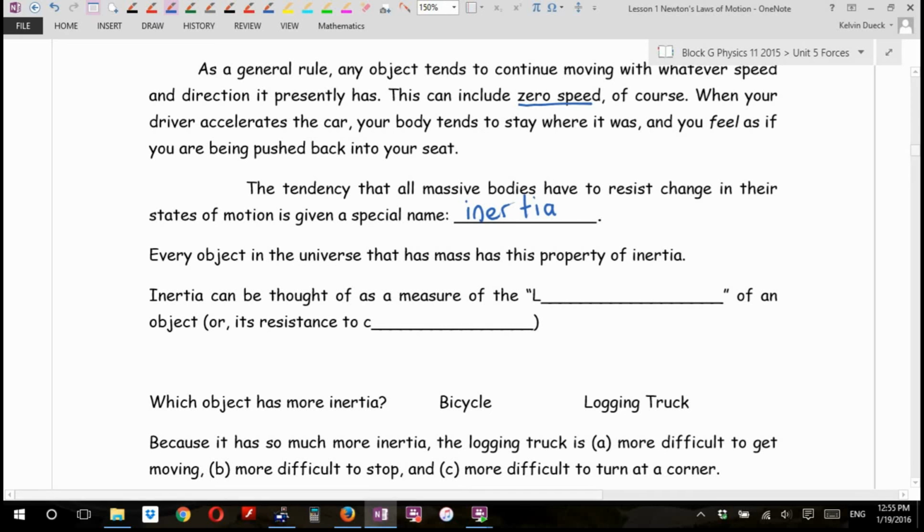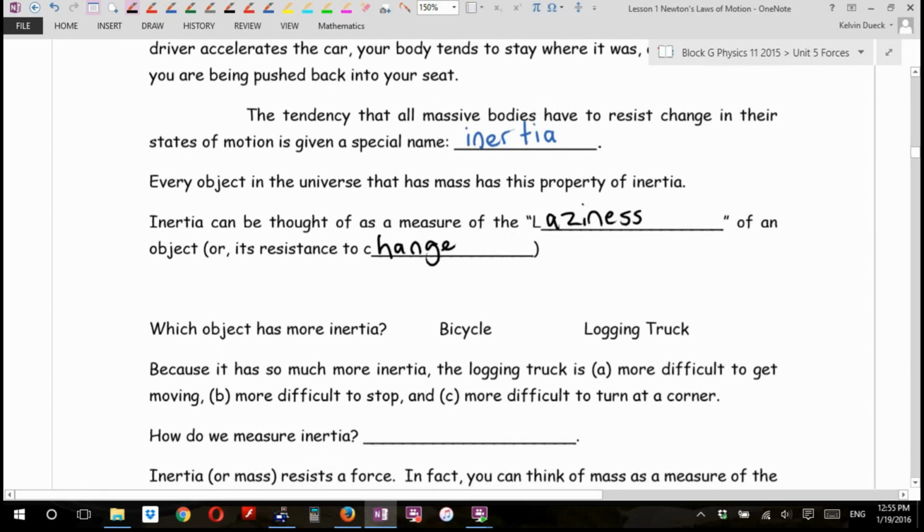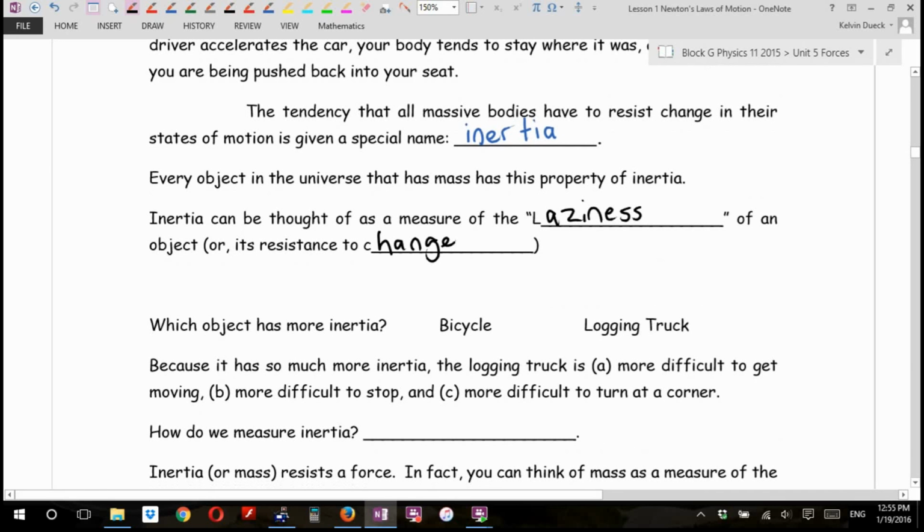Every object in the universe that has mass possesses inertia. Another way to think about it, inertia can be thought of as a measure of the laziness of an object. The more inertia it has, the harder it is to get it to do anything. It's lazy. Or its resistance to change. Just that rule alone, Evan, explains a lot of stuff that you've taken for granted.